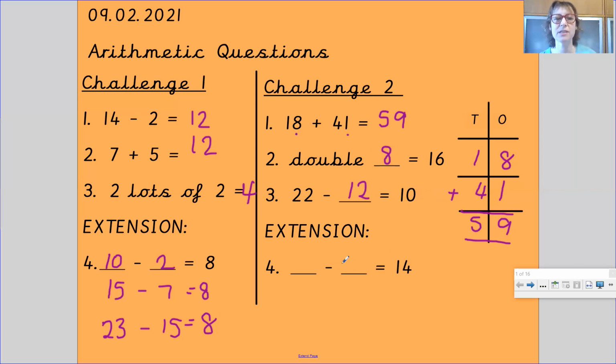My extension, just like the extension for part 1, start with any number that's bigger than 14. So I am going to start with 15.